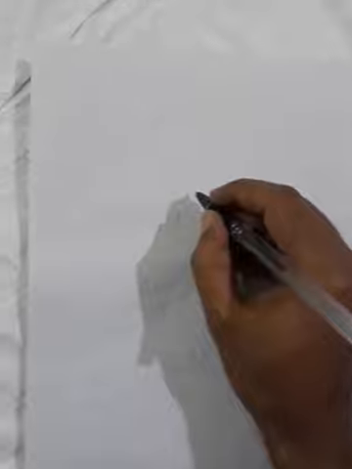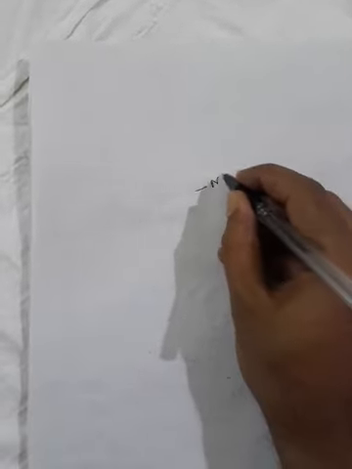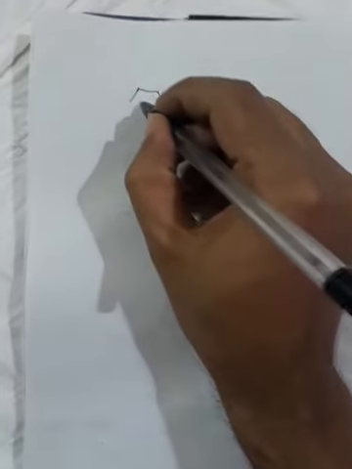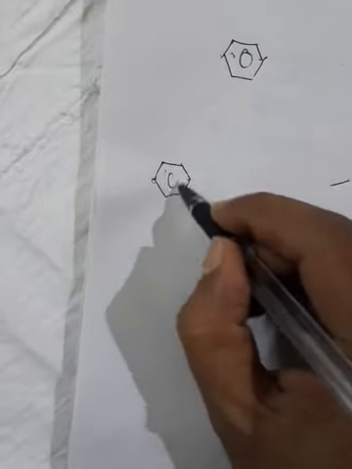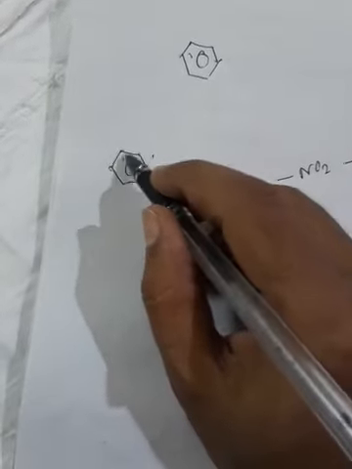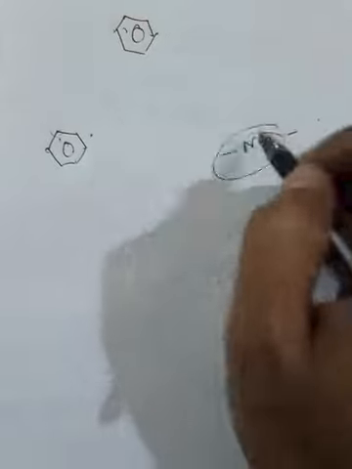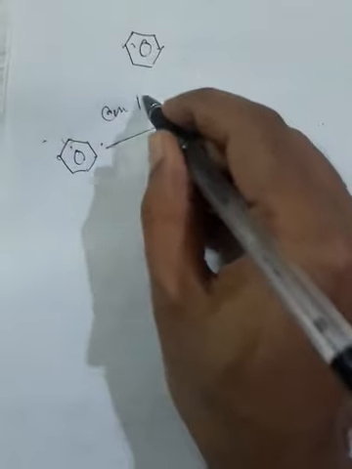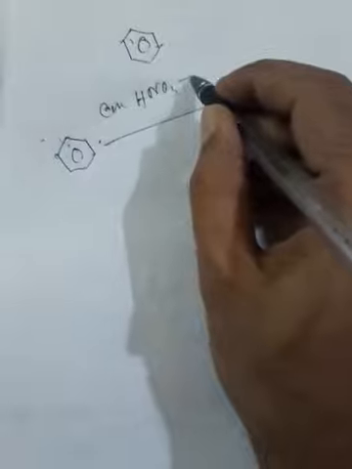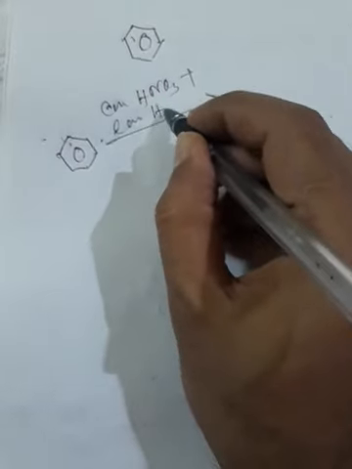Nitration means the nitro group, NO2 group, enters the benzene ring. This is the benzene ring, and suppose this is a nitro group. The NO2 group enters when benzene is treated with concentrated HNO3 plus concentrated H2SO4.